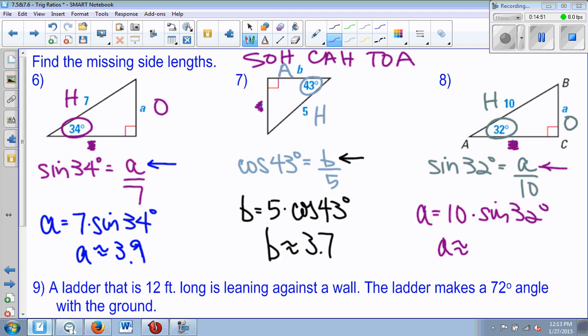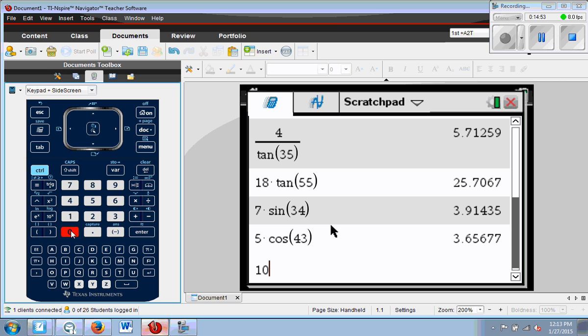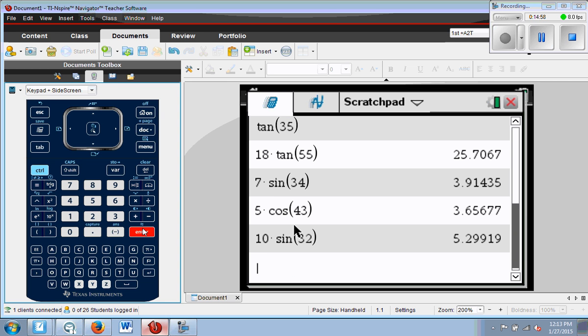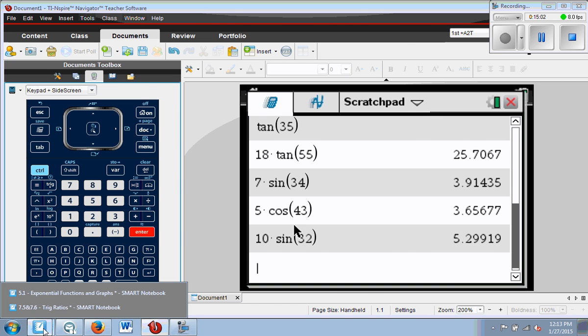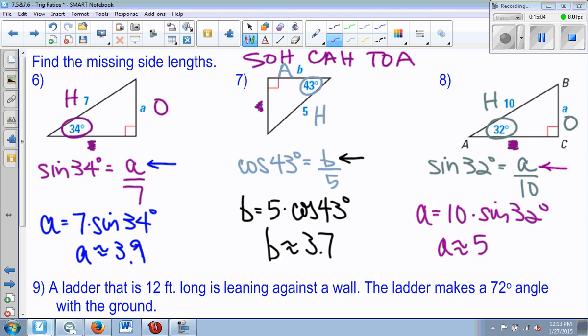So again, we go to our calculator, and we type in 10 sine of 32, push enter, and we get approximately, if rounded correctly, 5.3. And that's the missing side that you were being asked for.